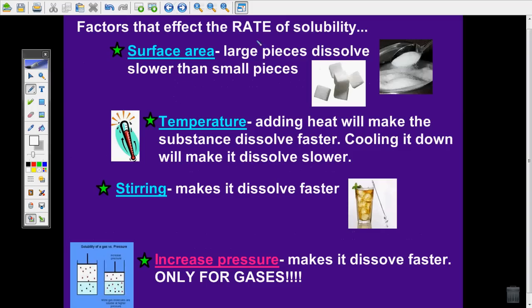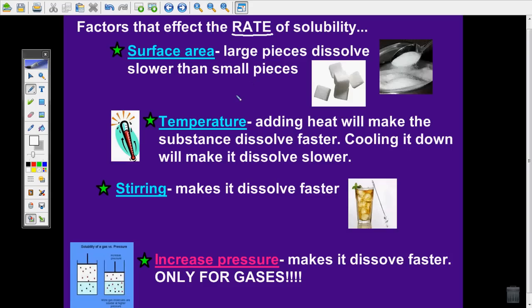Factors that affect the rate of solubility. Okay, this is important. These four factors affect how fast or slow it can dissolve, not its ability to dissolve. That's something different. We'll get to that. So surface area, large pieces dissolve slower than small pieces, right? If you break something up to dissolve, like an Alka-Seltzer or something, it's going to dissolve faster if you crunch it up and make it into smaller pieces.